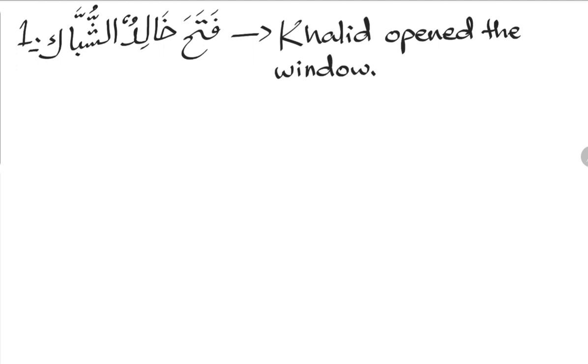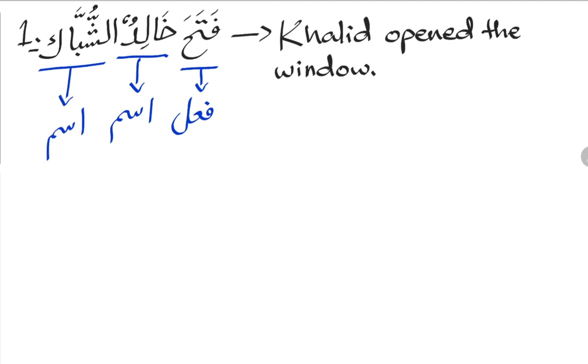Now here, let's analyze the words and the types of words that are used here. The first word here is fataha. Fataha, he opened. Now this denotes an action, so we know that this is a fi'l. Khalidun is the name of a person, so that is an ism. Likewise, ash-shubbak is also the name of a thing, so therefore it is also an ism. Now what types of fi'ls or isms are these? Fataha comes from the root word fathun, which is a masdar.